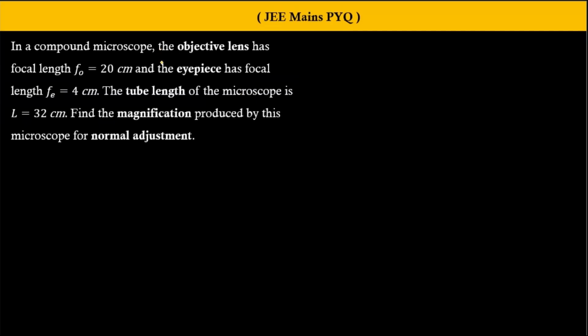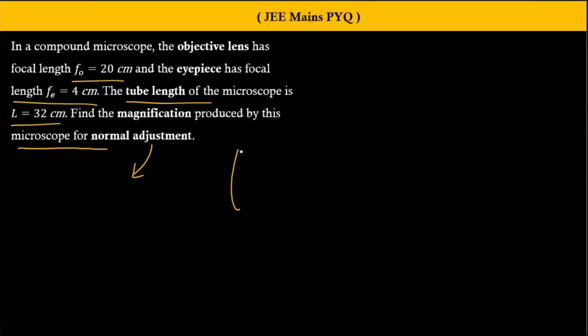Now let us look at this question. The objective lens has a focal length this, and the eyepiece has focal length this. We are talking about a compound microscope. Tube length of the microscope is this. Find the magnification produced by this microscope for normal adjustment. Normal adjustment means when the final image is getting formed at infinity.